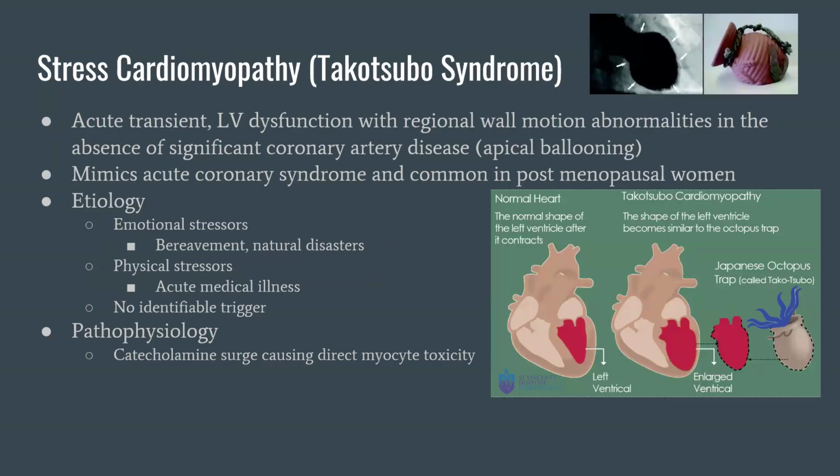And then lastly, something called stress cardiomyopathy is referred to, also known as Takotsubo syndrome, which is also known as broken heart syndrome. So this is acute transient LV dysfunction with regional wall motion abnormalities in the absence of any coronary artery disease. What's pathognomonic of, is that how you say it?